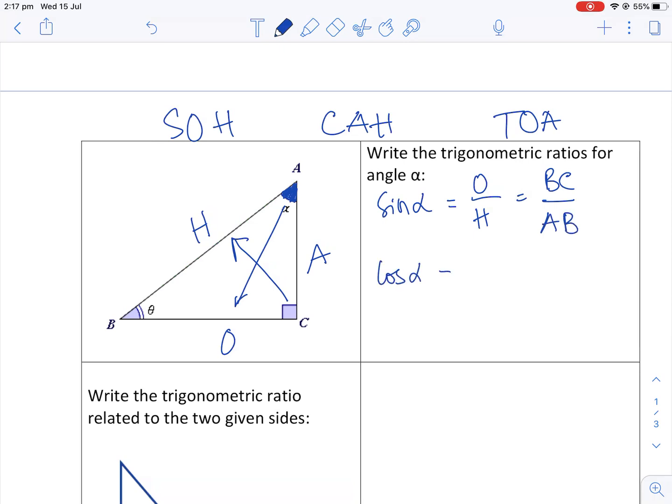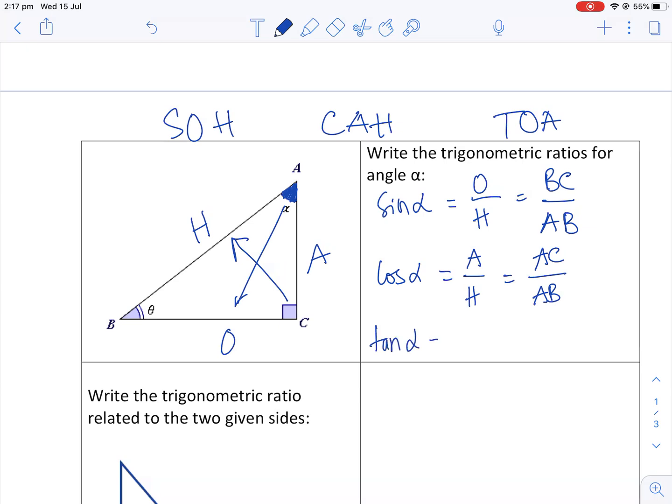And then cos alpha equals adjacent divided by hypotenuse. And again, there's no pronumerals for the adjacent, so I'm going to use AC to represent the measurement of the adjacent. And AB, or BA, is the measurement of the hypotenuse. So it's equal to AC divided by AB, or BA.